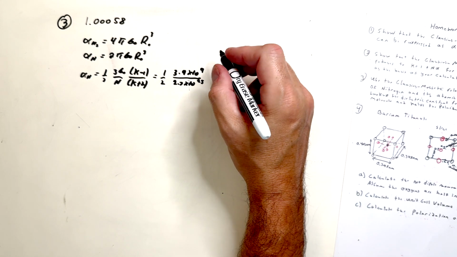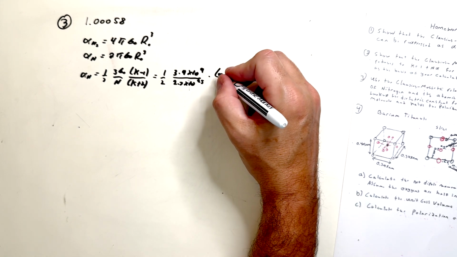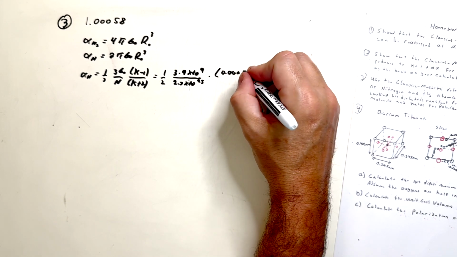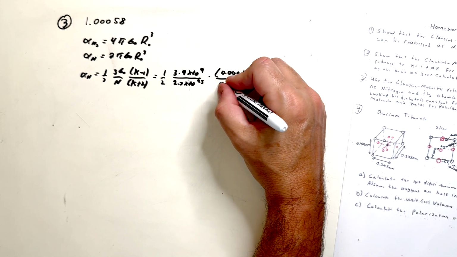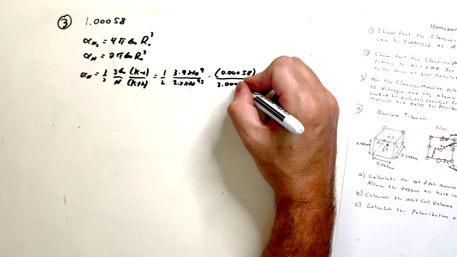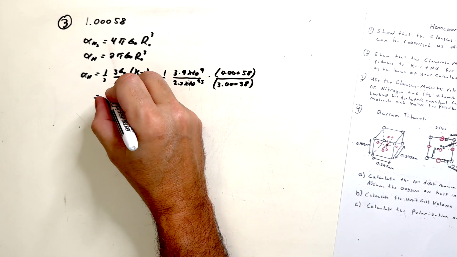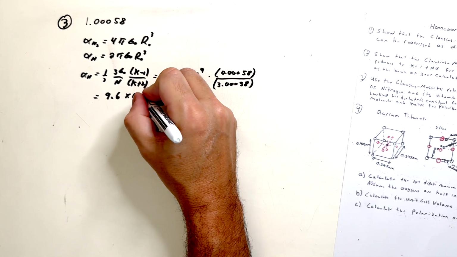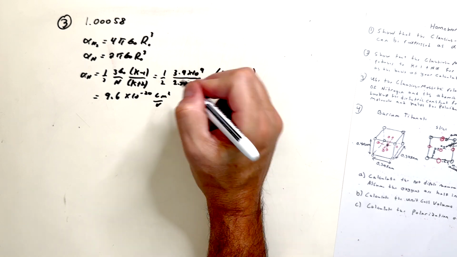That's inverse meter cubed. And then all multiplied by 1.00058 minus 1, which is just 0.00058. And 2 plus that value will just be 3.00058 in the denominator here. Plug that into the calculator. We should get that this is 9.6 times 10 to the minus 20, and the units, of course, are coulomb meter squared per volt.